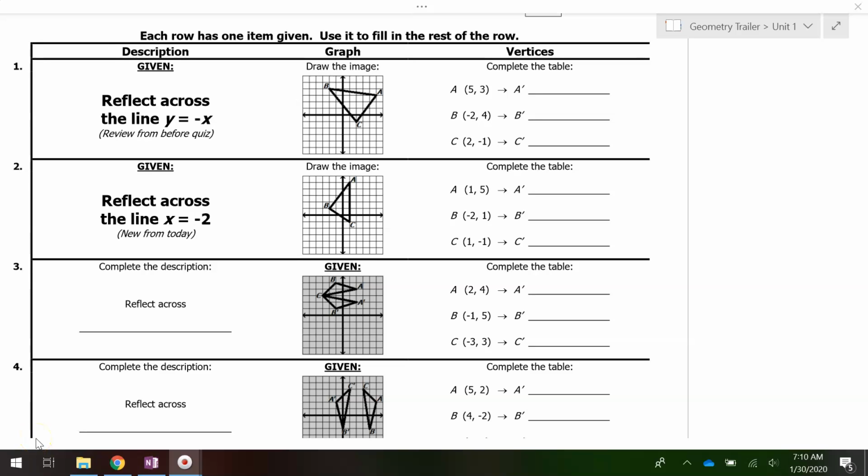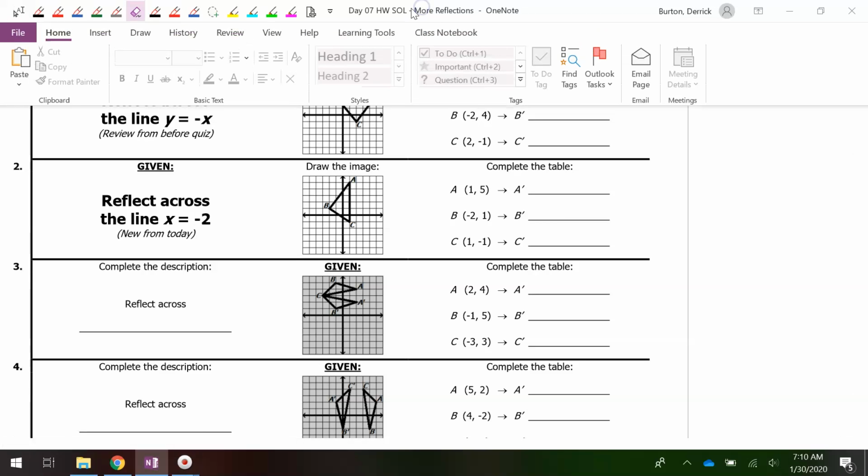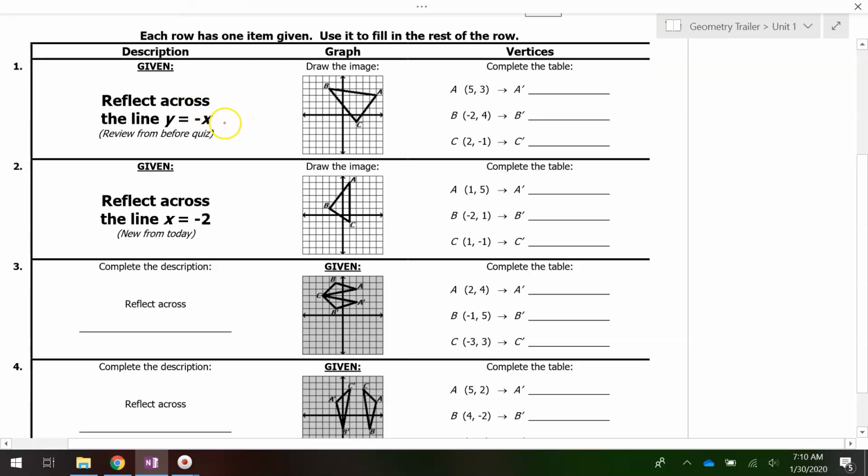In this video, I will show you how to do some reflections across some lines other than just the x-axis, the y-axis, and the line y equals x, or even y equals negative x. Having said that, let's start with reflecting over the line y equals negative x, just as a review.